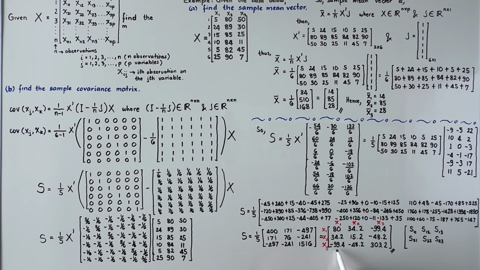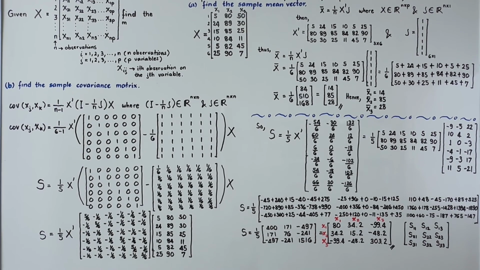Negative 99.4 is the covariance between the third variable and the first variable. So this is S31. And this is the covariance between the third variable and the second variable. So this is S32. But 303.2 is the covariance between the third variable and itself. So this is S33. So this is now the general representation of the sample covariance matrix.